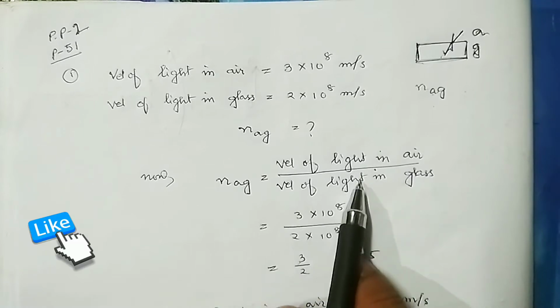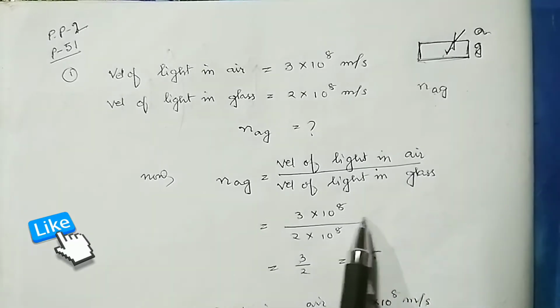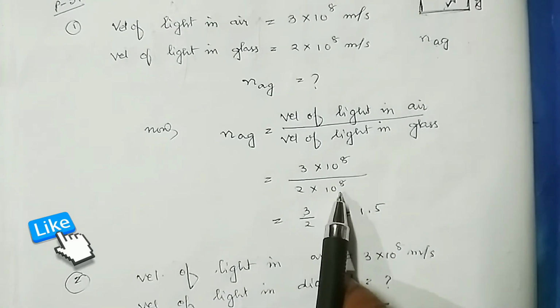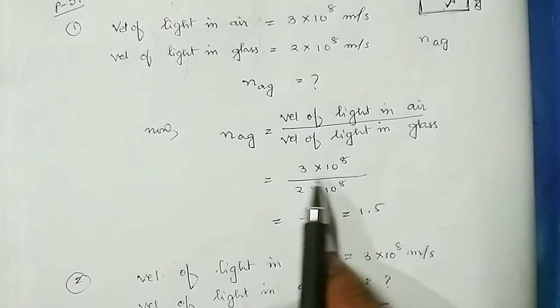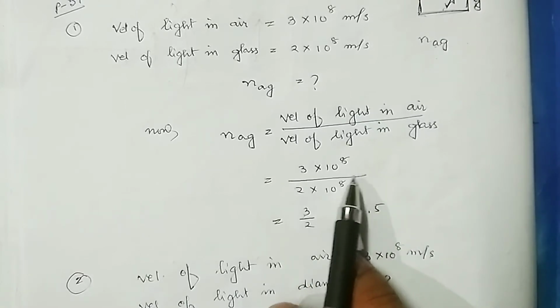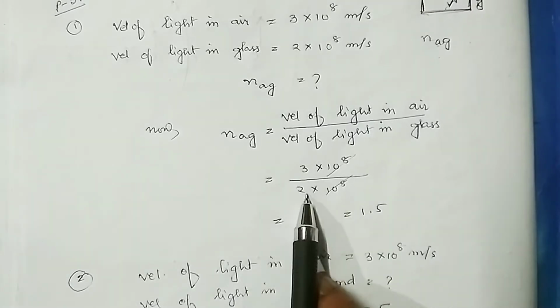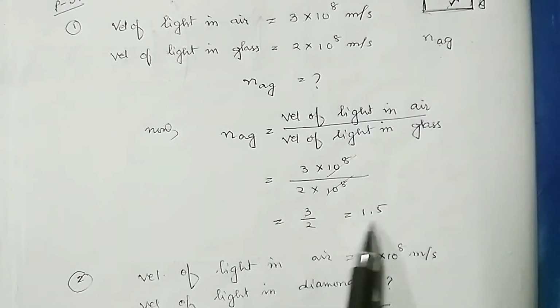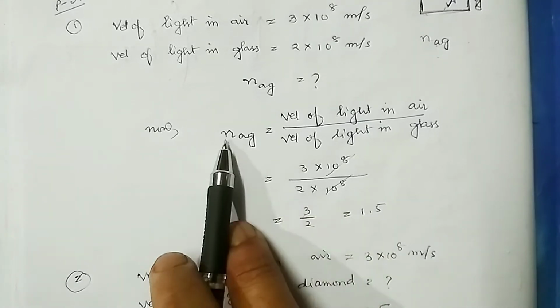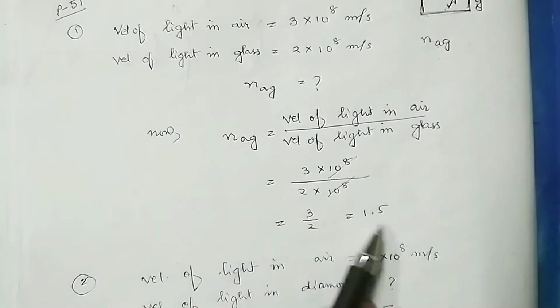Now both the values are given in the question. Here it is 3 into 10 to the power 8 meters per second, 2 into 10 to the power 8 meters per second. Since refractive index is a ratio, we never write any unit. Here 10 to the power 8 will cancel, so we are left with 3 by 2, and 3 by 2 is 1.5. So refractive index of glass with respect to air is 1.5.